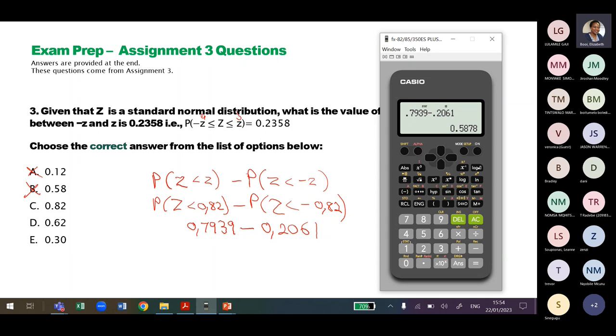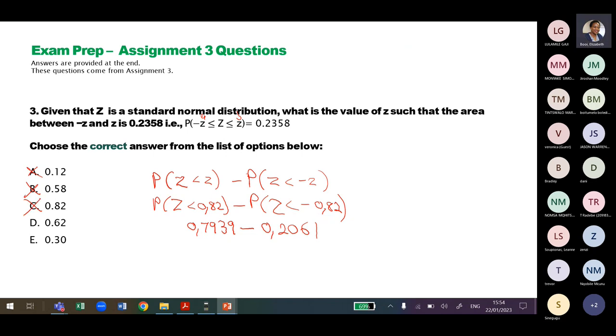0.82, 0.0012, 0.2061. Let's hope this is the answer we get. No, it's not. So we move on to the next one.